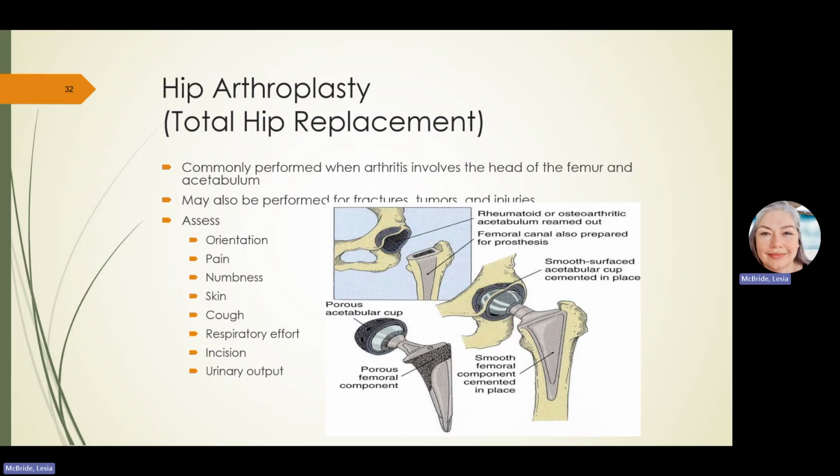We want to keep those hips abducted for at least a day or two while they're sleeping, because if they adduct the hip, meaning they're coming closer, and they internally rotate that foot towards the opposite foot, they can then pop that hip out of its joint. And you will know that that has happened because they're going to have severe pain suddenly, and one leg is going to be shorter. That surgical leg is going to be shorter, and the foot is not going to be turned where it's supposed to be.